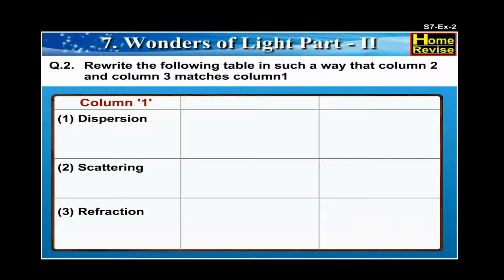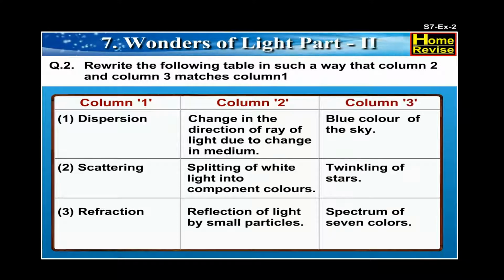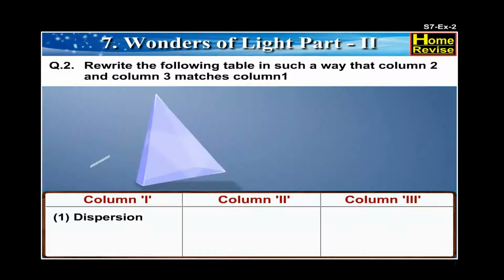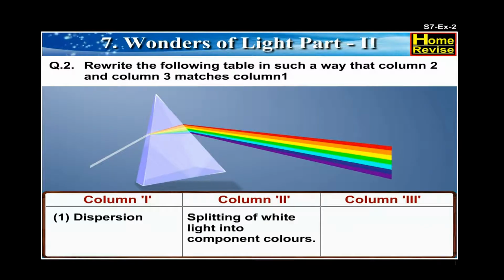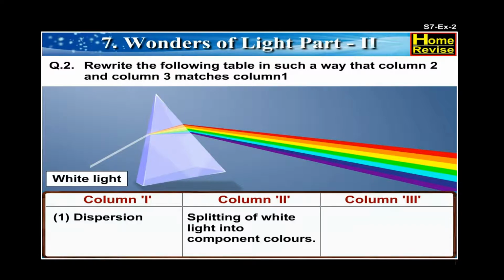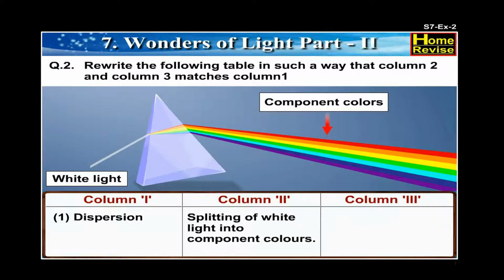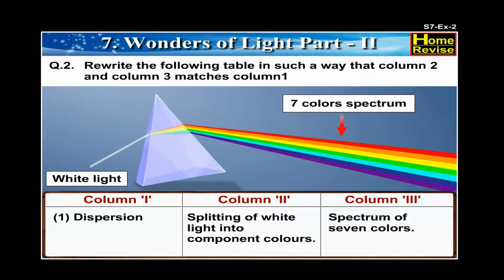Question 2. Rewrite the following table in such a way that column 2 and column 3 match column 1. The answer is 1. Dispersion is splitting of white light into component colors, and it gives the spectrum of 7 colors.